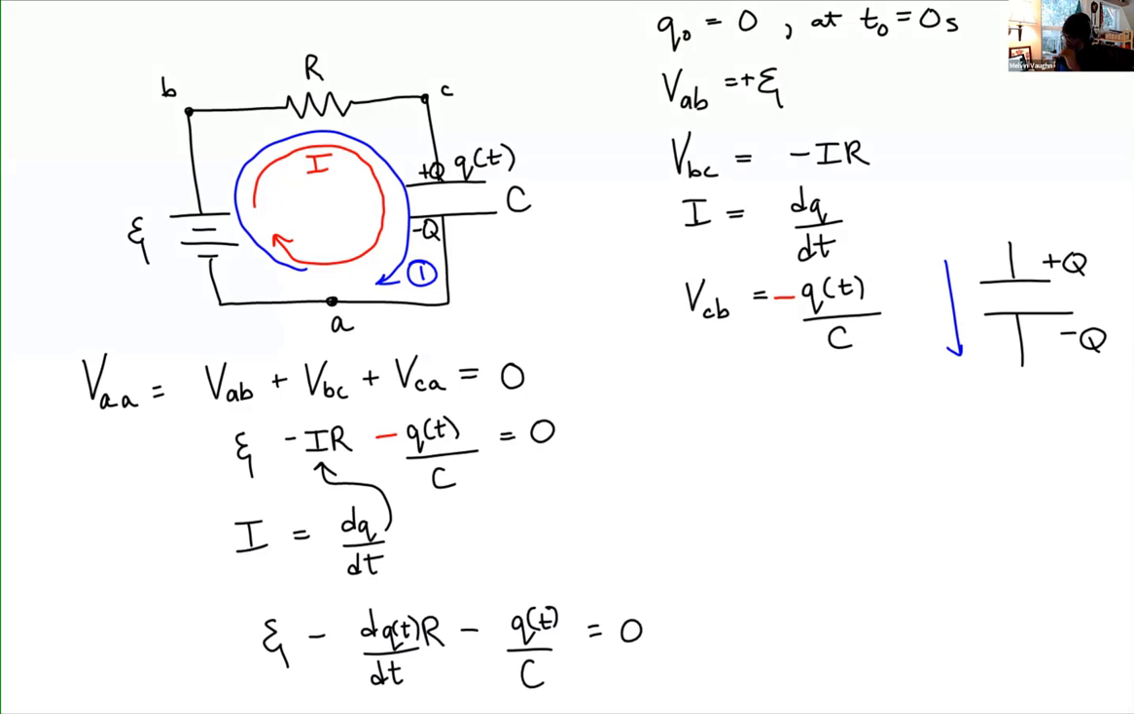So our time rate of change of charge, dq/dt, is important because that's going to allow us to find an expression of charge as a function of time.